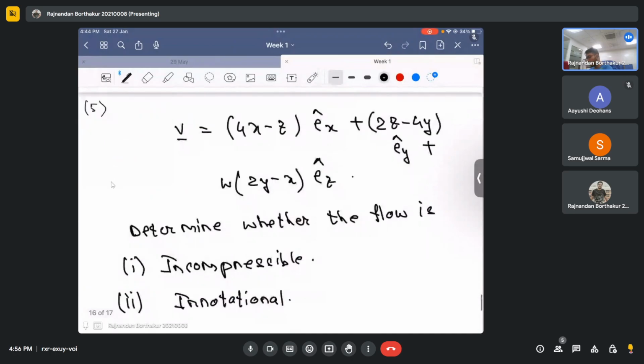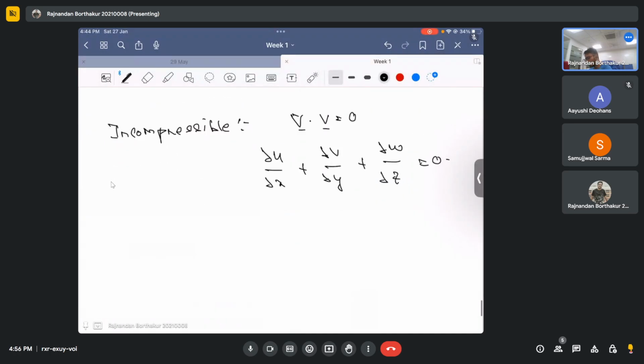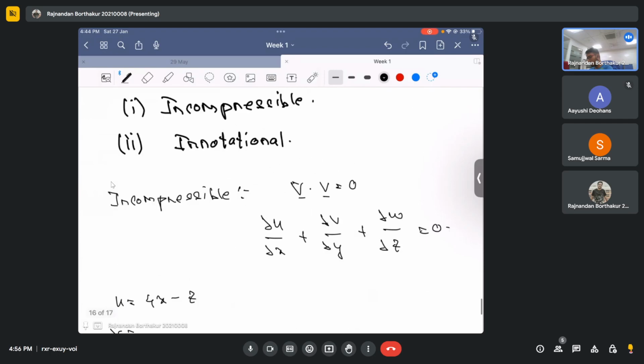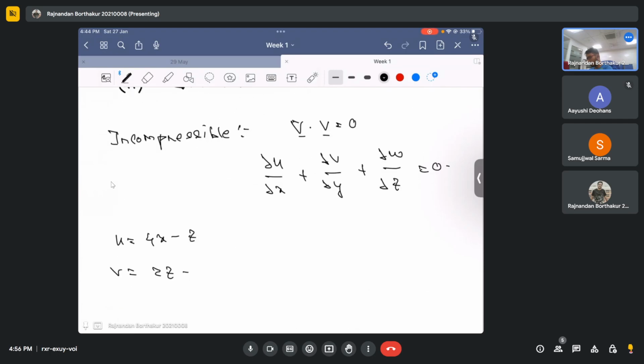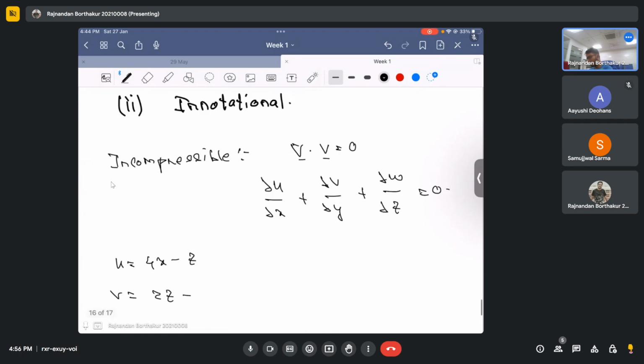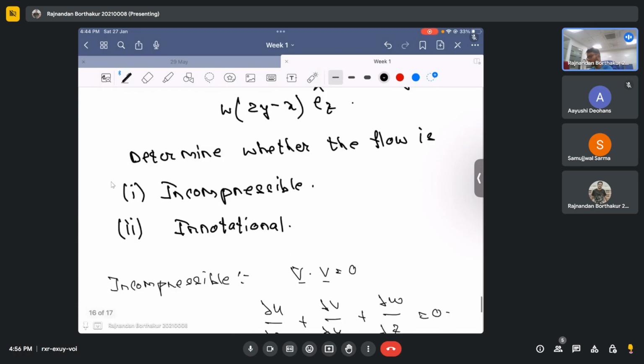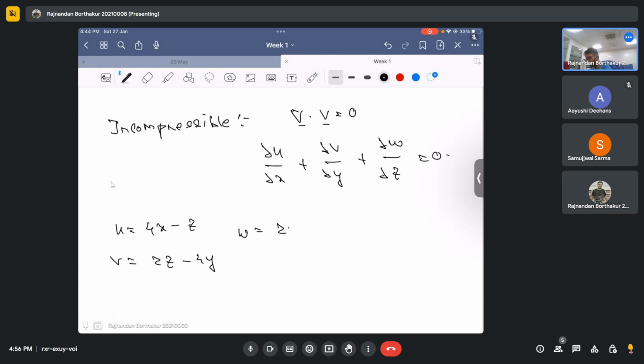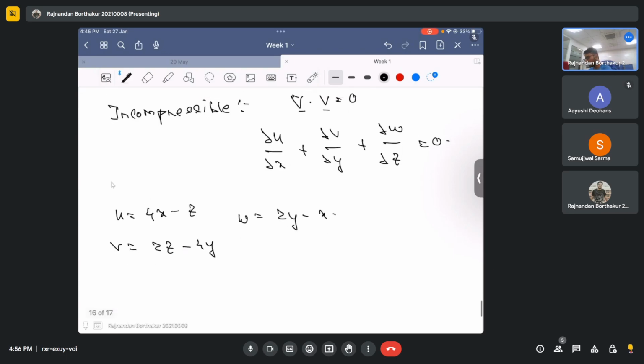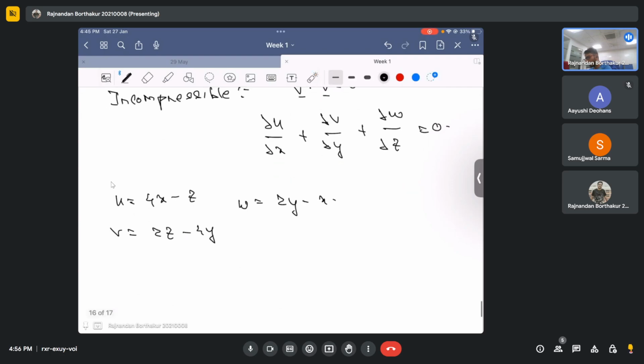So what do we have? From this expression, we have u equal to 4x minus z. We have v, which is equal to 2z minus 4y, and w is just 2y minus x. Okay, so now let's evaluate this term.